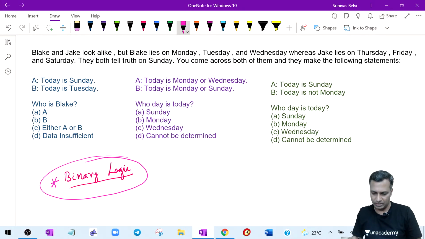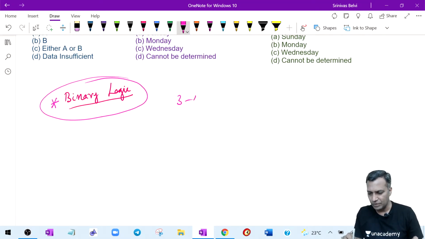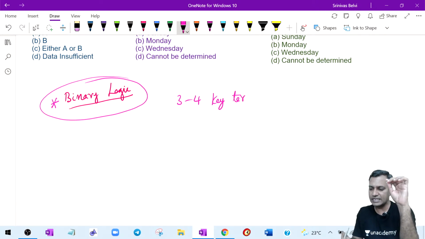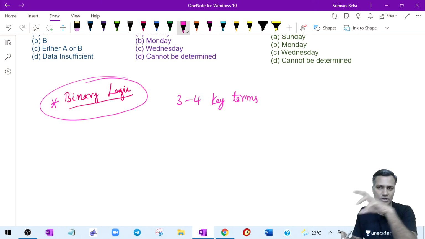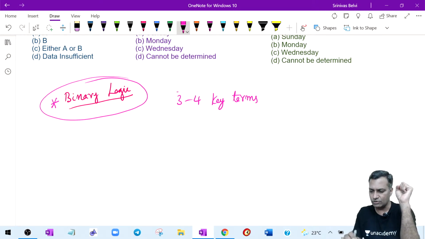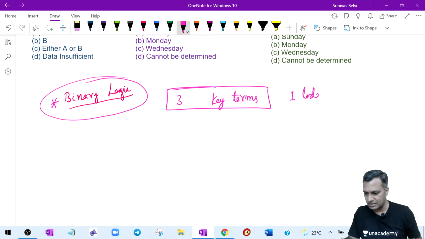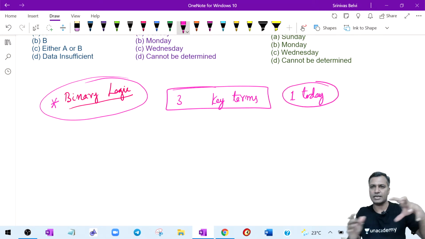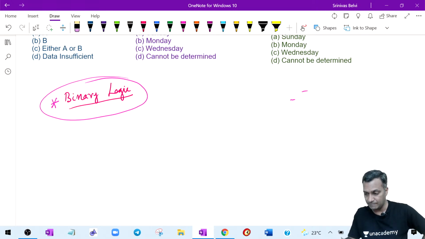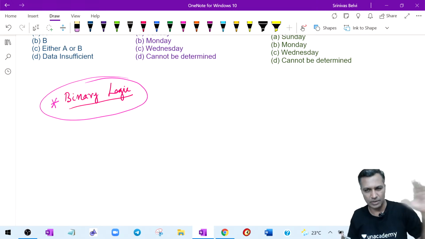While we are doing the CAT set, we will also explore this. While you are doing binary logic, there are technically 3 to 4 key terms that come into the picture. We can call them key phrases, key terms or key concepts, whichever way you like. I will say three for sure. There are 3 key elements that you come across here. Out of these we will discuss one or two today, and the remaining one we will park for another day, because one of them is very heavy and needs 15 minutes of background. I will take that up at a later stage.